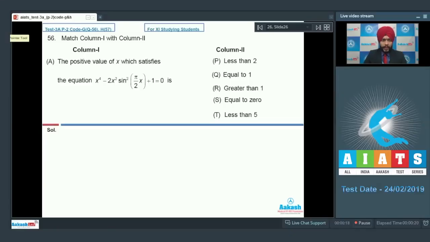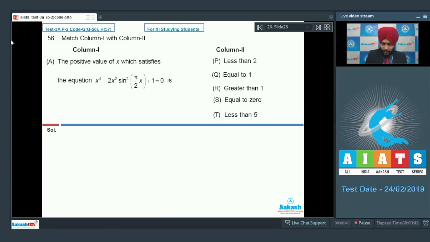Okay students, so moving on to the next section, we have match the column type questions. Question number 56, A part says that the positive value of x which satisfies the equation x power 4 minus 2x square multiplied by sine square of pi x by 2 plus 1 is equal to 0 is. So P says less than 2, Q is equal to 1, R is greater than 1, S is equal to 0, T is less than 5.